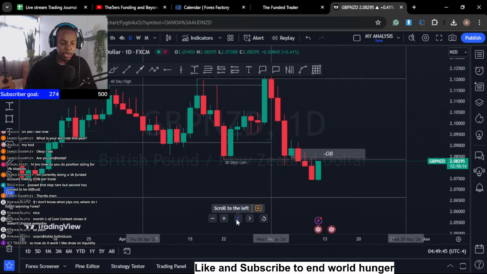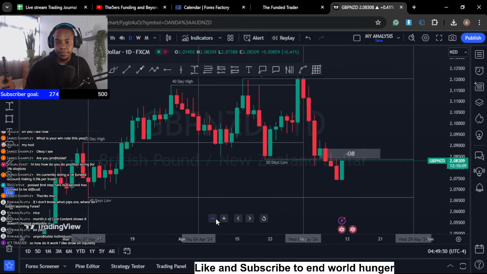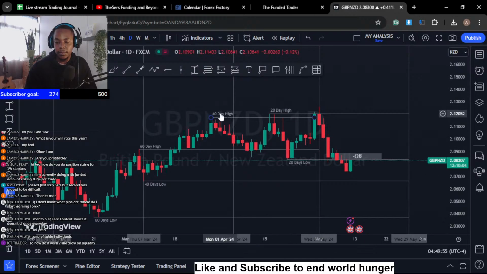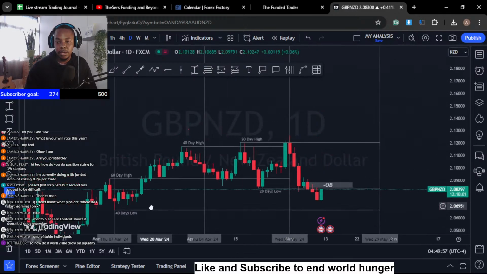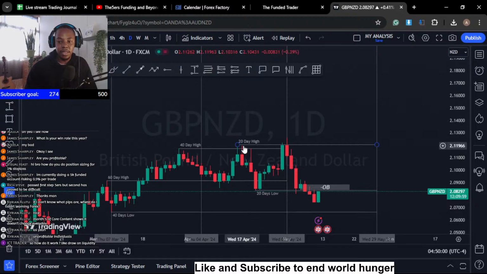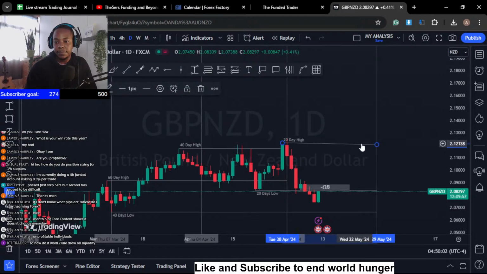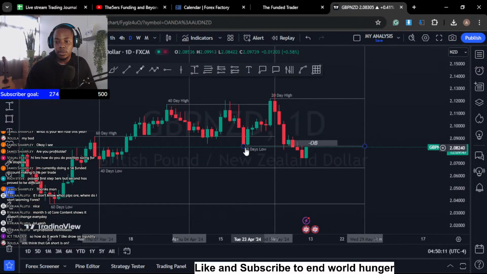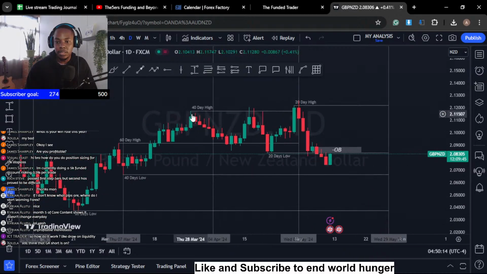So how does it work? Draw on liquidity? Yeah, just identify your 20 days look back, 40 days look back, 60 days look back, and then you're just gonna identify the high. This is not the 20 days high, sorry, that's the 20 days high. Identify your 20 days high in between that range. Identify your 20 days low in between that range. Identify your 40 days high between that range, 40 days low between that range, and so on.